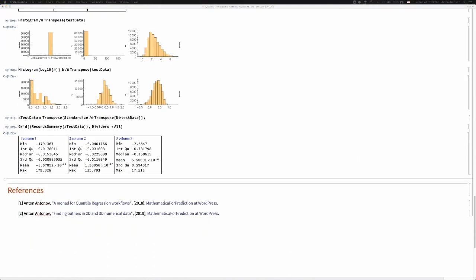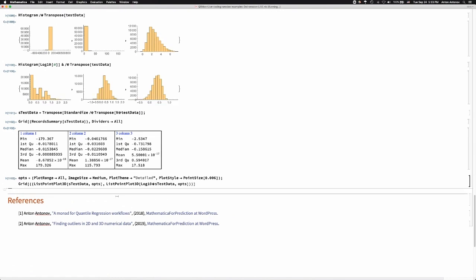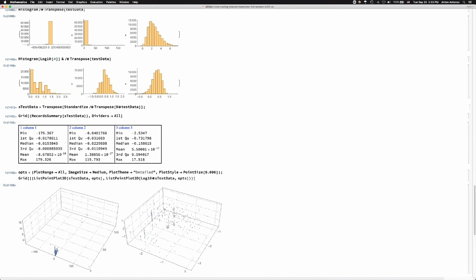So let's actually plot the standardized data and the logarithm of the standardized data. Yeah, this is quite a lot of points, and this is completely not what I expected. So let me see here.